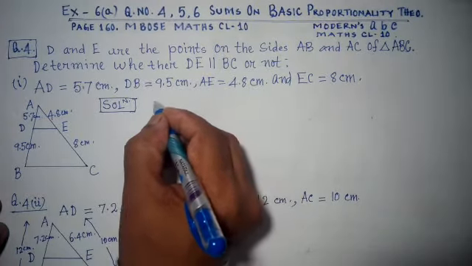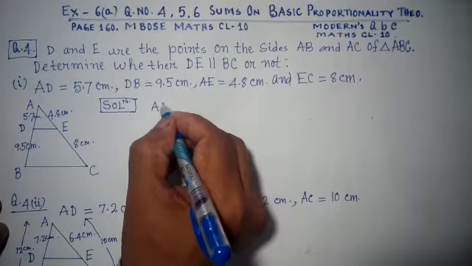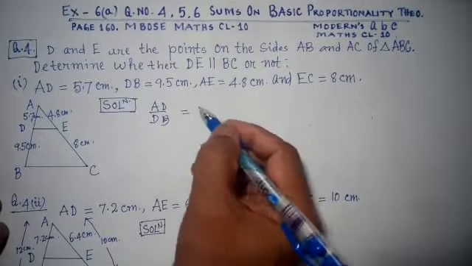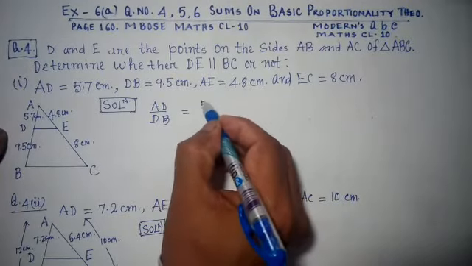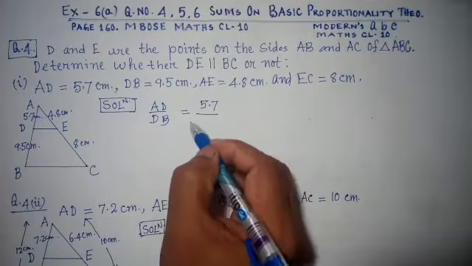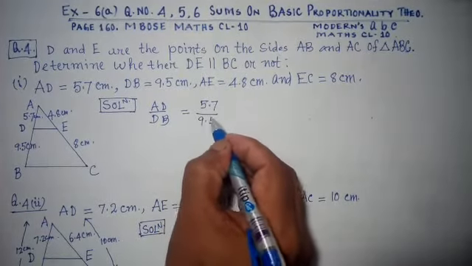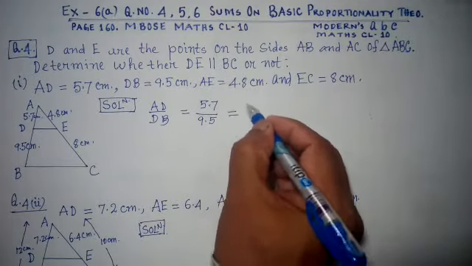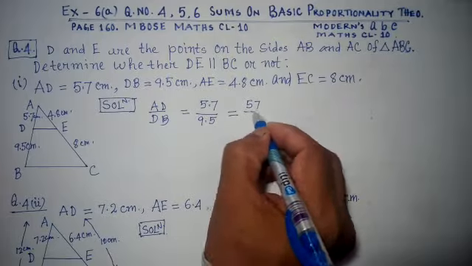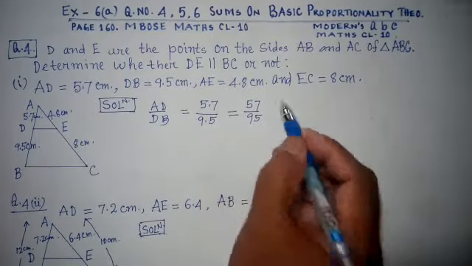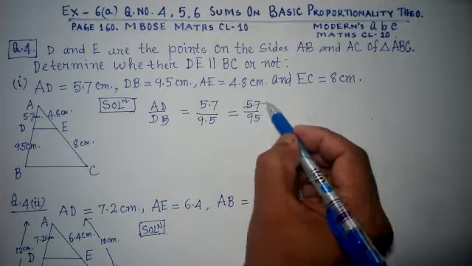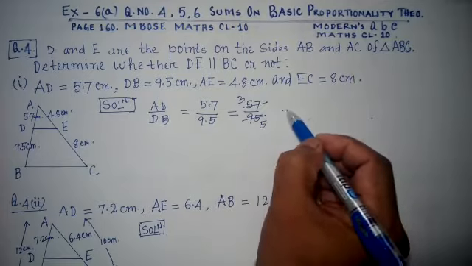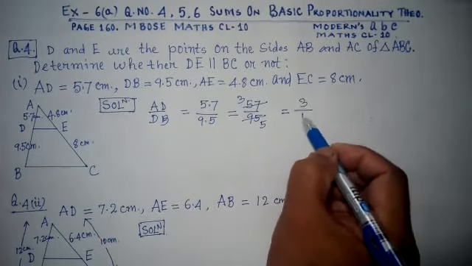So solution: AD by DB is equal, put the value of AD, it is 5.7, put the value of DB, it is 9.5. So this point and point we can cancel, so it will be 57 by 95. Now cancel by 19, it will be 3, cancel by 19, it will be 5. So we get here 3 by 5.